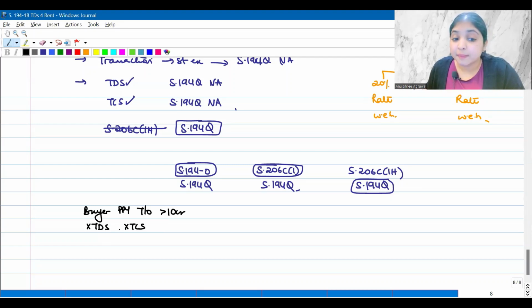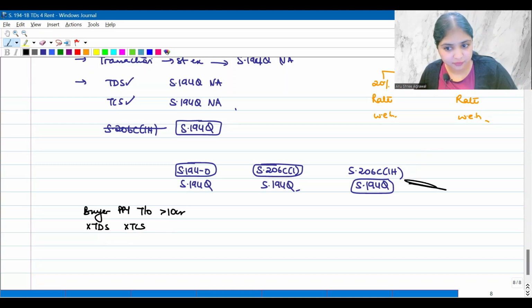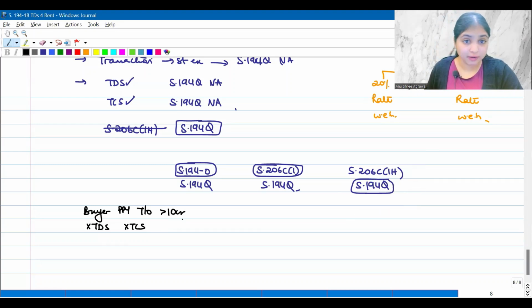Condition number 3, by the way, do not forget, no other TCS should apply. However, if 206C1H and 194Q are both applicable, between these two sections, 194Q only you will give priority. This one exception you are aware of. Third condition is that the aggregate transactions between these two parties has to be more than 50 lakhs.